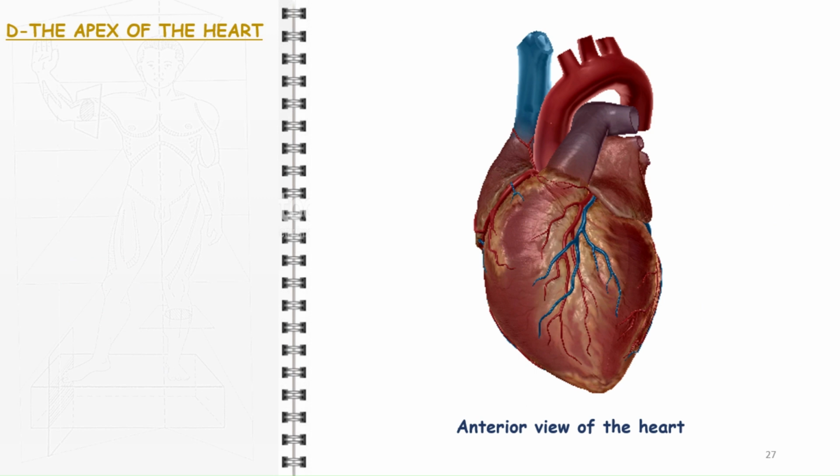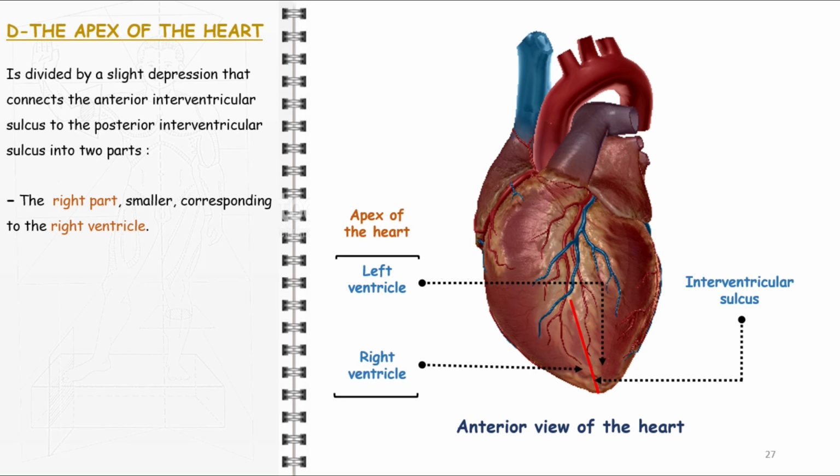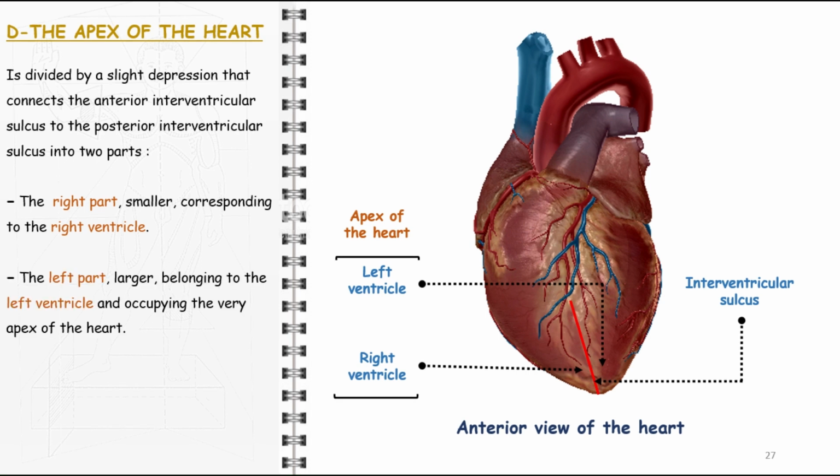The apex of the heart is divided by a slight depression that connects the anterior interventricular sulcus to the posterior interventricular sulcus into two parts. The right part, smaller, corresponding to the right ventricle, and the left part, larger, belonging to the left ventricle and occupying the very apex of the heart.